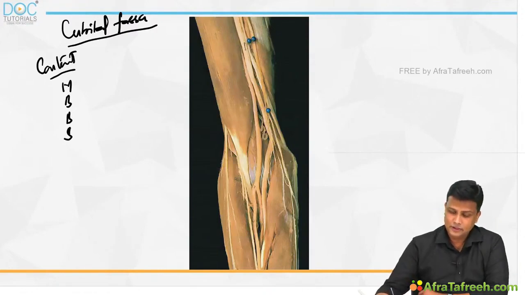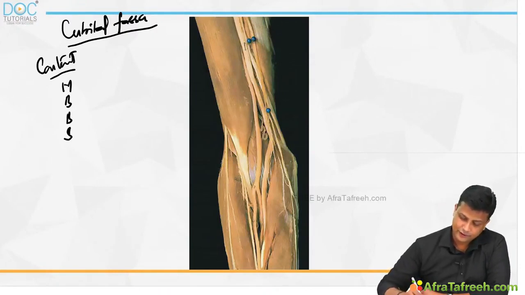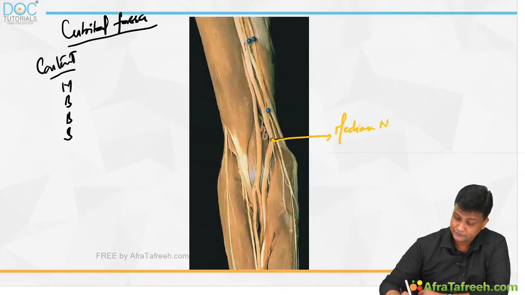Now in this MBBS, what is this MBBS, guys? M stands for the nerve, that is your median nerve here. So first of all, try to identify in this diagram here, yes, this one here will be the median nerve. So this one here will be actually the median nerve. Fine.